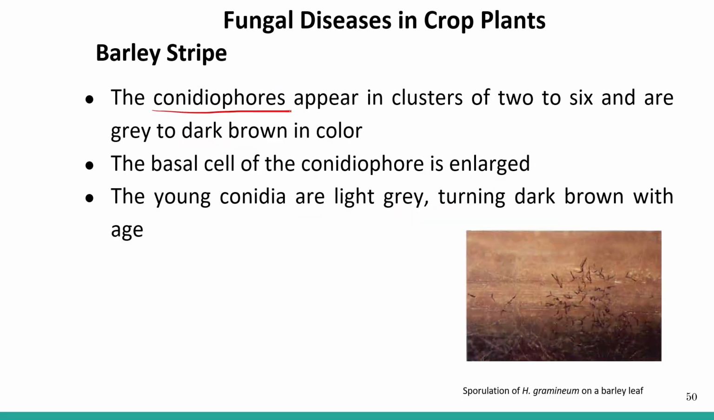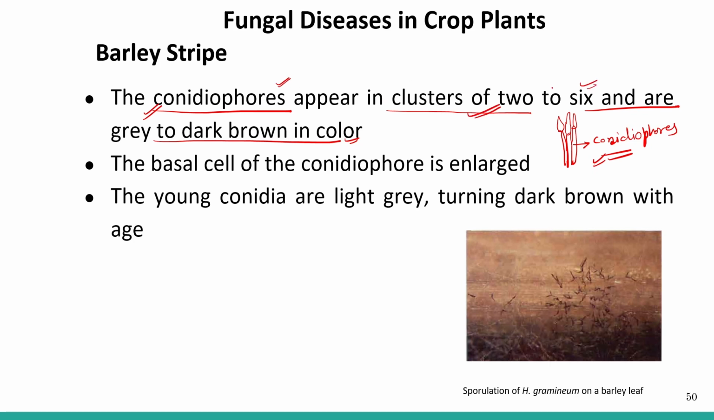The conidiophores appear in clusters of 2 to 6 and are gray to dark brown in color. So this is the conidia that develops, right? The conidia that develops at the conidiophores. So the conidiophores appear in clusters of 2 to 6, they appear like this, and on the above part the conidia are present. These are the conidiophores. So this is the way of asexual reproduction. The conidiophores develop for the asexual reproduction, right? So they appear in clusters of 2 to 6 and they are gray to dark brown in color.